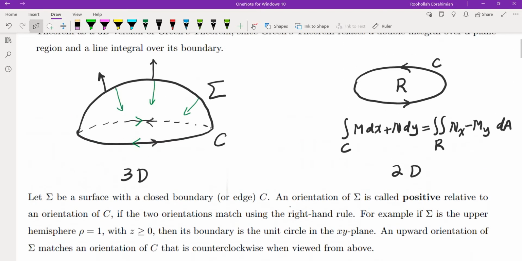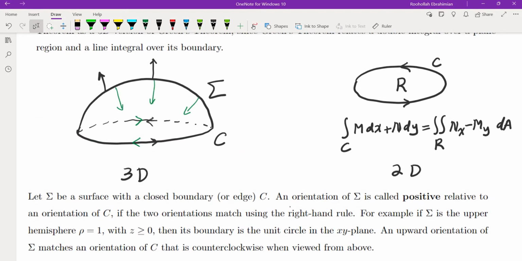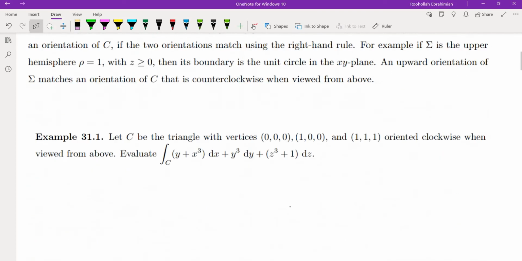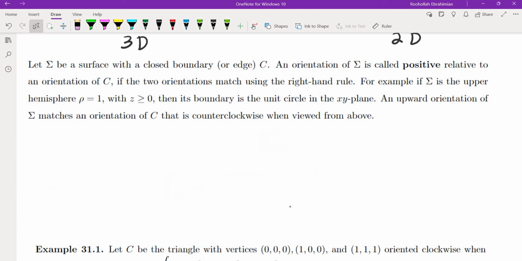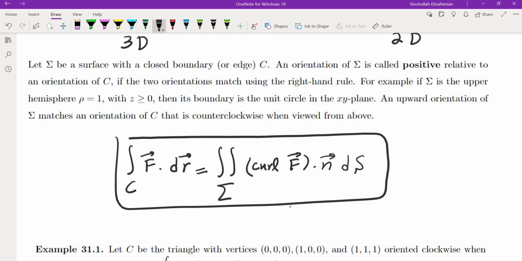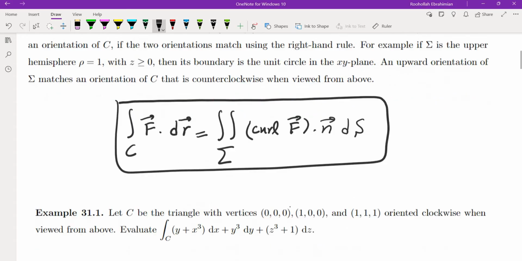As an example, take a hemisphere. Orientation upward would go along with orientation counterclockwise when viewed from above. Okay, so what does the Stokes theorem in fact tell us? The Stokes theorem tells us that if you look at the positive orientation, then the line integral of F dot dr over this curve is equal to the surface integral of the curl of F dot n dS. This is what Stokes theorem tells us, assuming that the orientation is positive.